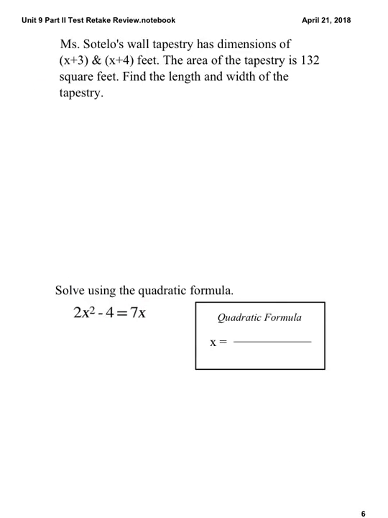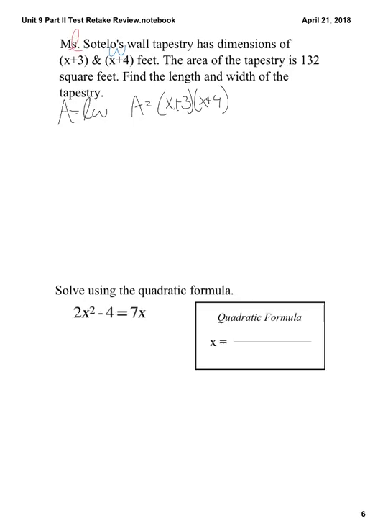All right, Ms. Sotelo's wall tapestry has a dimension of x plus 3 and x plus 4 feet. The area of the tapestry is 132 square feet. We need to find the length and width of the tapestry. Well, first thing we need to remember is that area is equal to our length times our width. We can arbitrarily assign our length as x plus 3 and our width as x plus 4. Therefore, area is equal to x plus 3 times x plus 4.